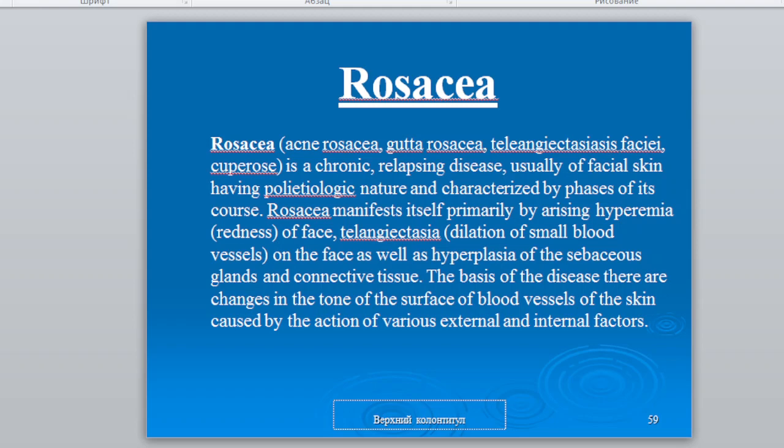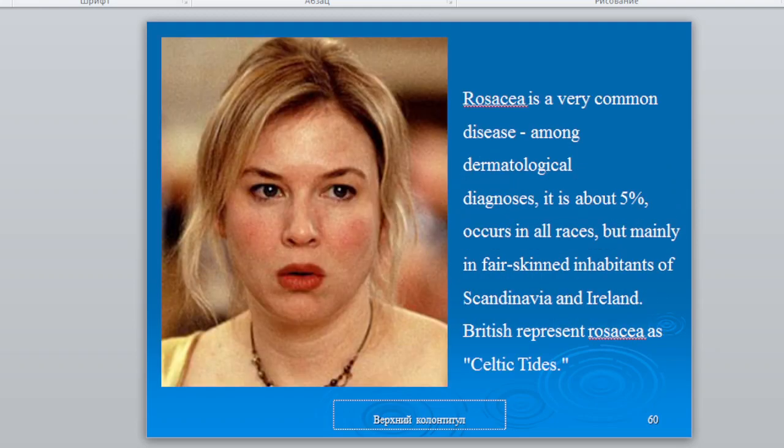Next, rosacea is a very common disease among dermatological diagnoses. It occurs in about 5% of people in all races, but mainly in fair-skinned inhabitants of Scandinavia and Ireland. The British refer to rosacea as the Celtic curse.